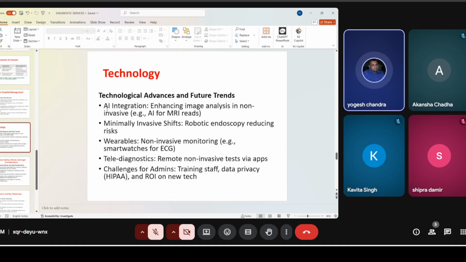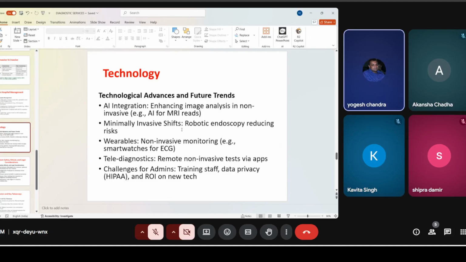And if we talk about the technology, there is integration of AI. Minimally invasive steps, robotic endoscopy. They are actually not so invasive. You need only a very minor kind of cut or something like that. Then we have Internet of Things for non-invasive monitoring. ECG monitoring can be done. Glucose monitoring can be done. Diagnosis is also one of the things which we can do with the help of telemedicine.